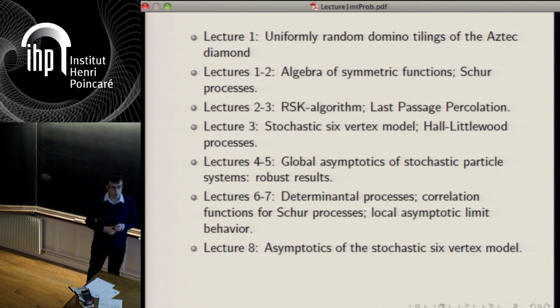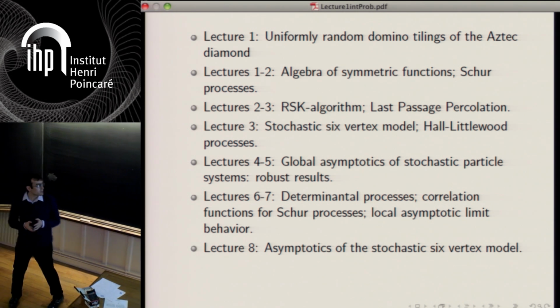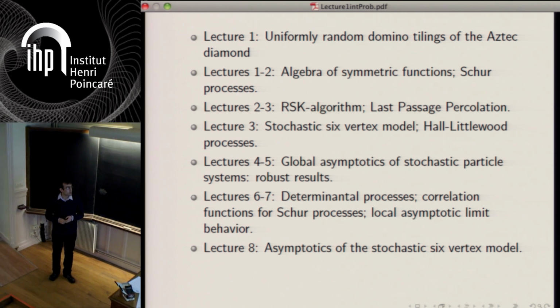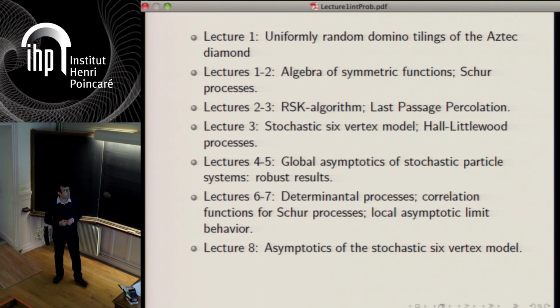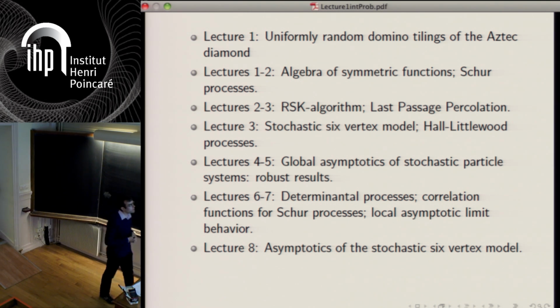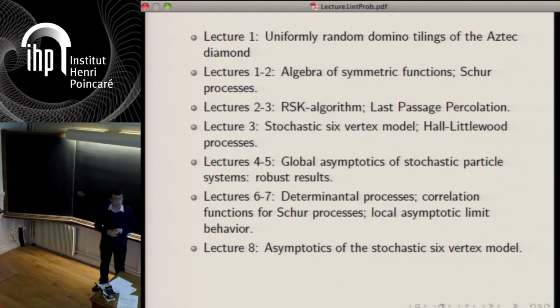And probably now I can stop this introduction and start with my very first example. Probably the most natural point to start is to consider domino tilings of the Aztec diamond.